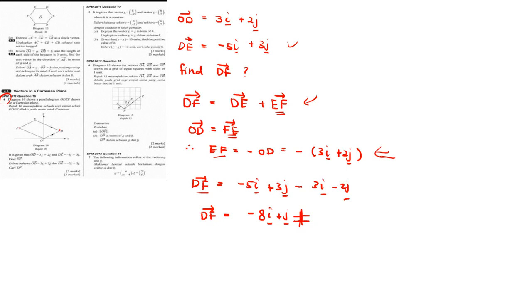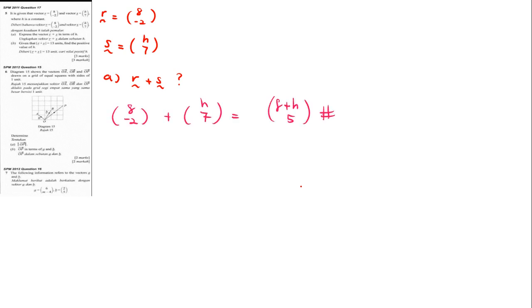Next is question 5. It is given that the vector r is (-2, h) and s is (h, 7). List up the information. Express the vector r plus s. We just do the basic algebra and we get vector r plus s is equivalent to (h minus 2, h plus 5) in matrix form.